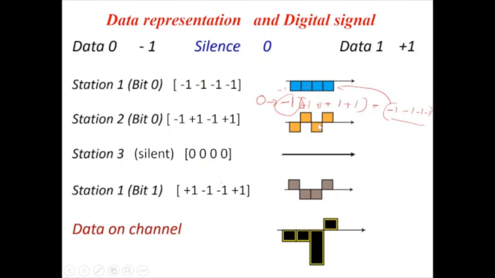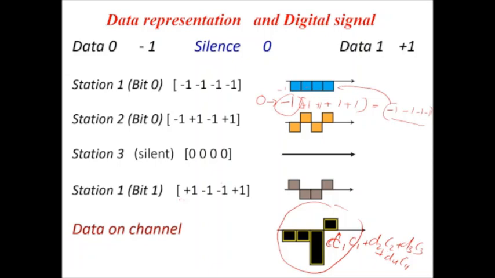Now when it comes to this situation, you see minus, minus, minus, so you have such a large peak of signal on the minus side. This is the outcome of clubbing all the signals generated by different stations, and this is what we will see on the channel. It is represented as D1 C1 plus D2 C2 plus D3 C3 plus D4 C4. This is the final outcome of adding all these signals.